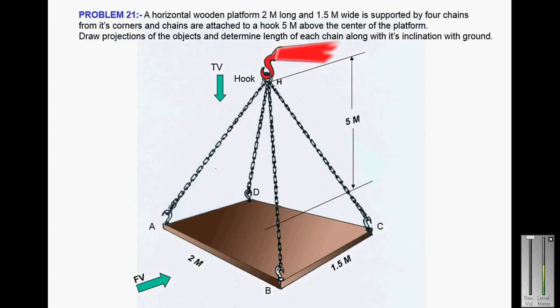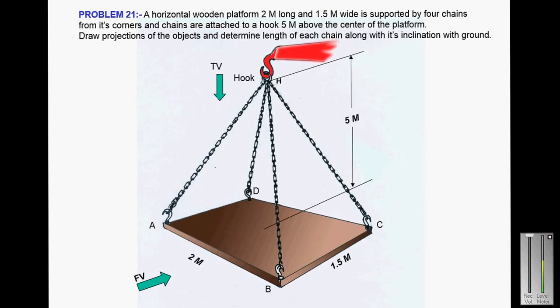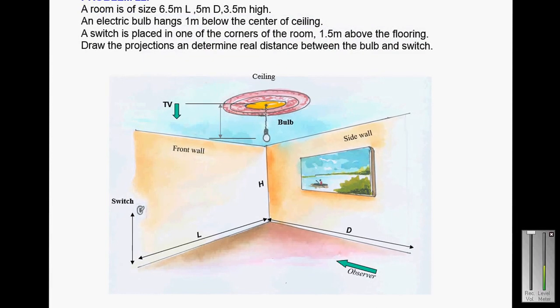Again, this is another application problem. A horizontal wooden platform 2 meter long and 1.5 meter wide is supported by 4 chains from its corners, and the chains are attached to a hook 5 meter above the center of the platform. Draw the projections of the objects and determine the length of each chain along with its inclination with the ground.